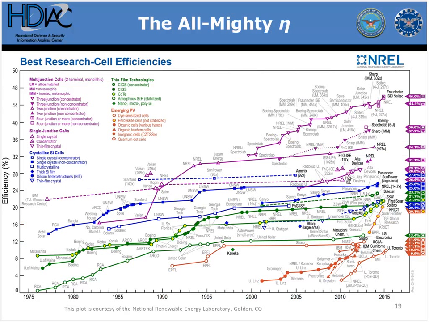And getting your solar cell on this chart is something of a badge of honor for a solar cell researcher. You can see all of the names on here in gray. To get your name on this is a big deal because it means you've broken a record. And there's a lot of info in here.